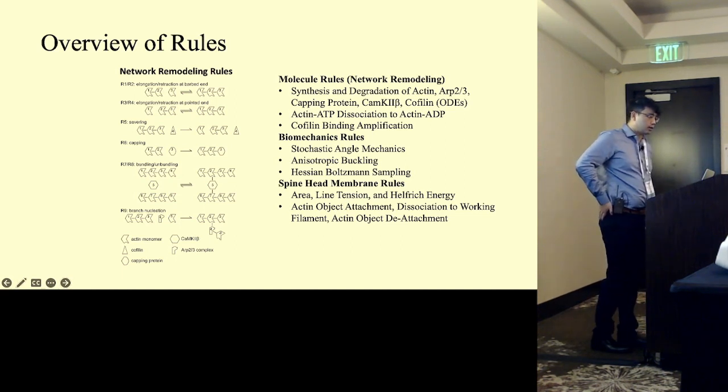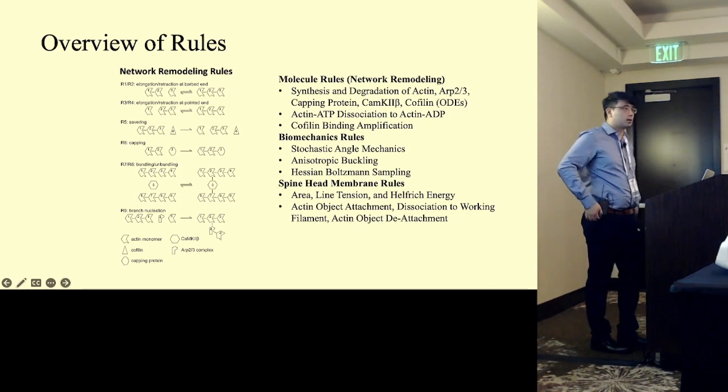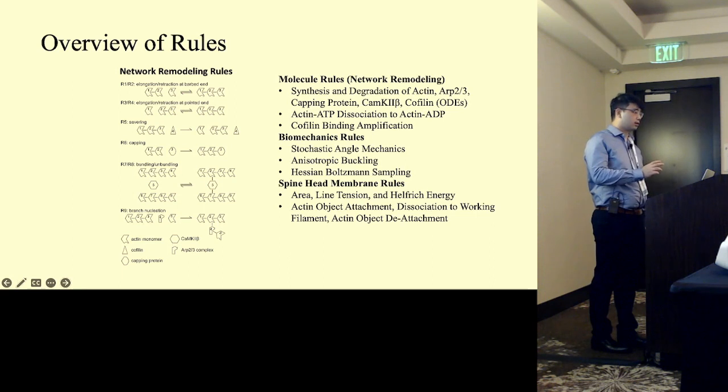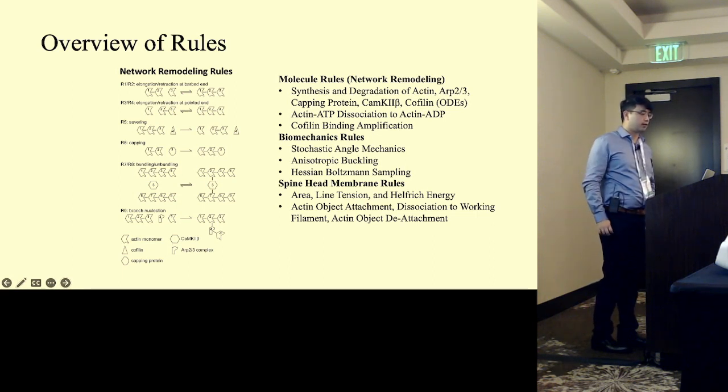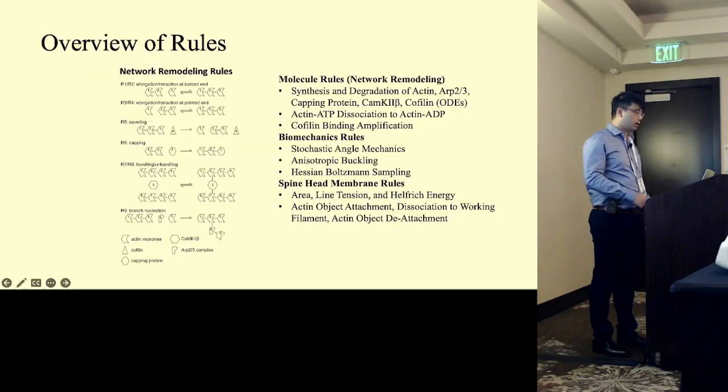And for the spine head membrane rules, there's the area rule, related to the difference between inner and outer pressure, causing it to shrink. Then there's a line tension related to the phase boundary, and Helfrich energy related to the curvature of the membrane to keep it smooth.